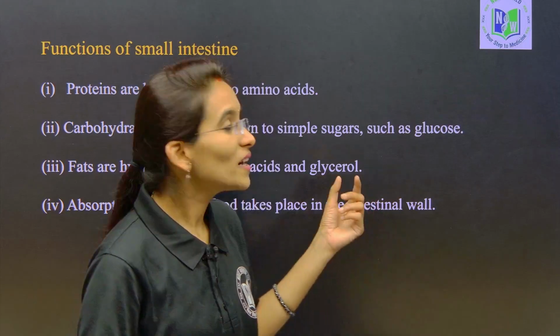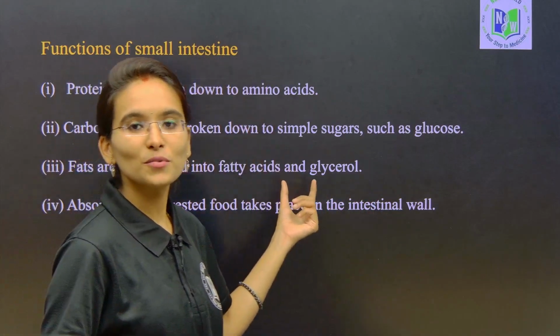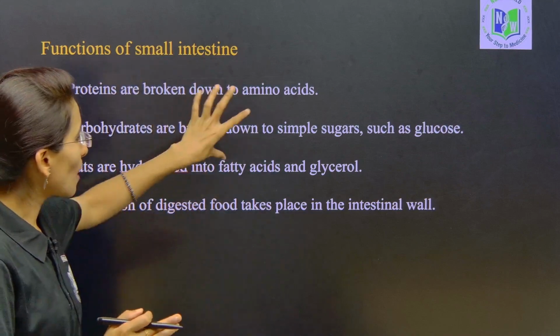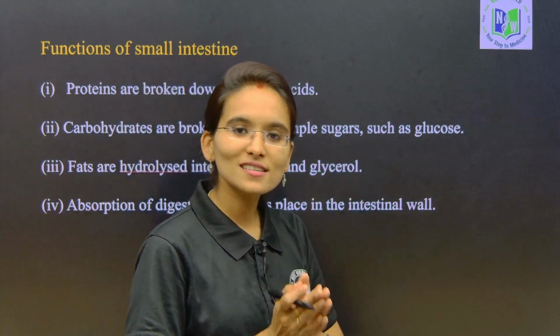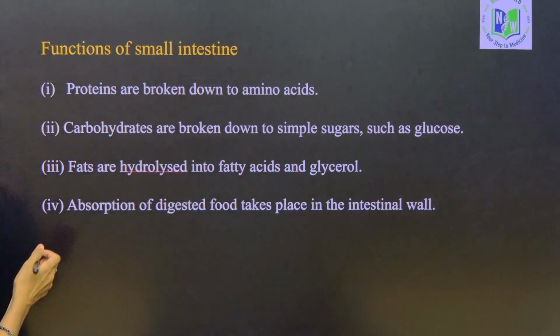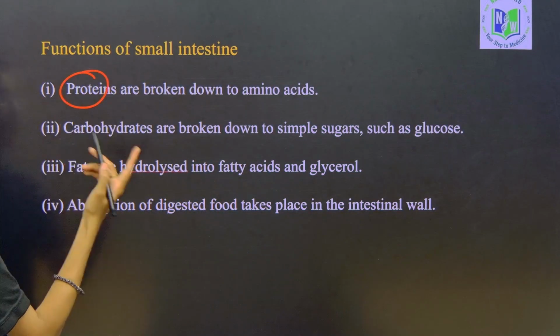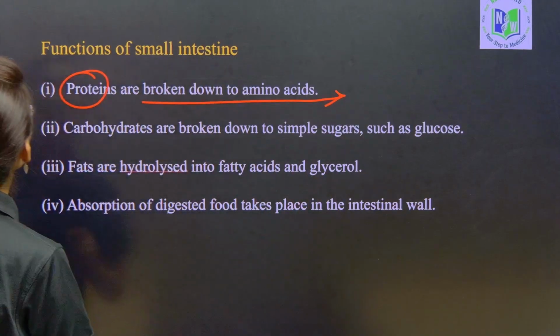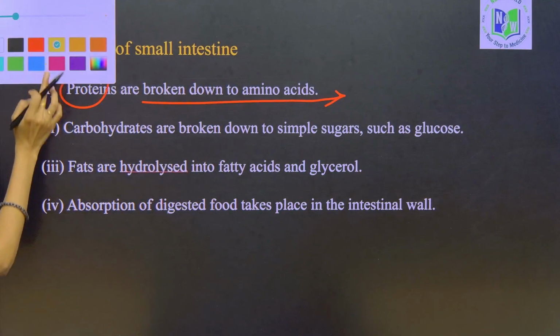So here is the overall digestion process by the involvement of a few enzymes. This complete digestion is going to take place in the small intestine with the help of a few enzymes. See here, proteins are broken down into amino acids.